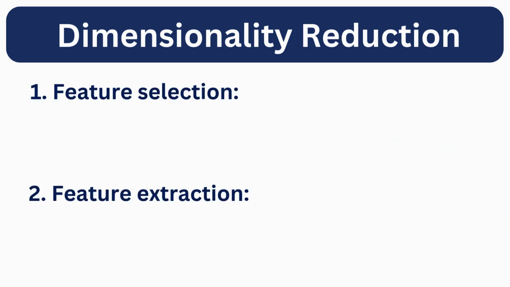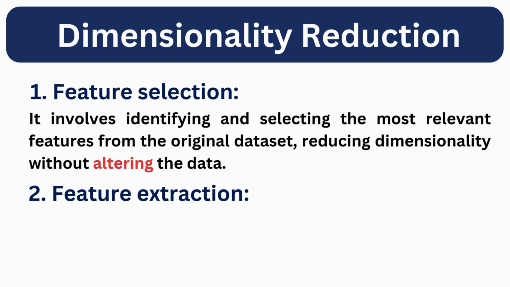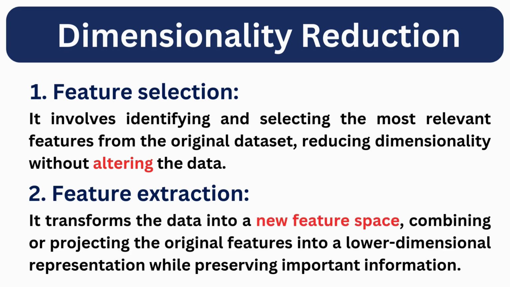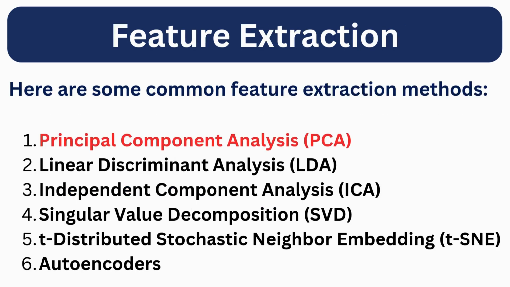There are two types of dimensionality reduction. One is called feature selection and the other one is called feature extraction. Feature selection involves identifying and selecting the most relevant features from the original dataset, reducing the dimensionality without altering the data. Feature extraction transforms the data into a new feature space, combining or projecting the original features into a lower dimensional representation while preserving important information. In the feature extraction process, the original values of the data are not retained. So in this video, we will focus on feature extraction.